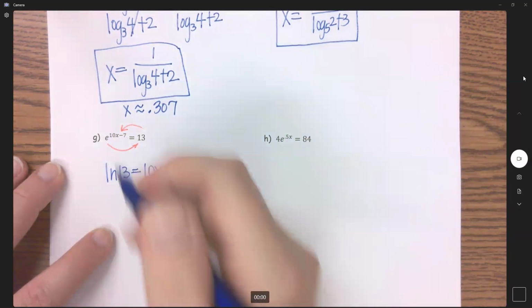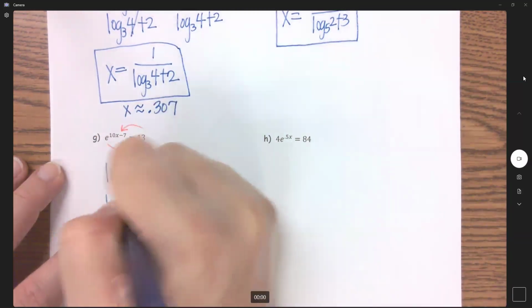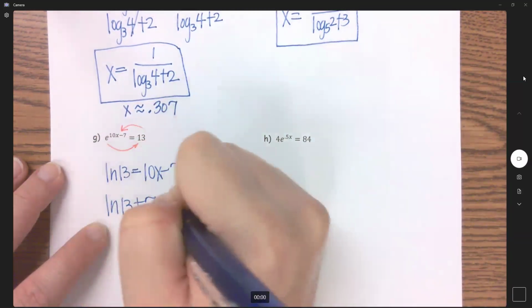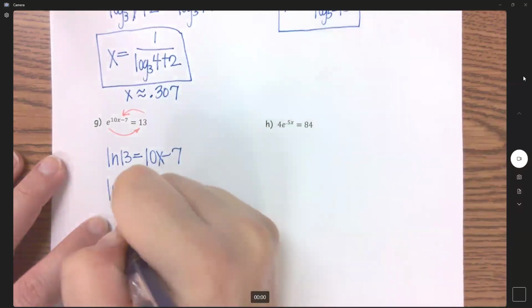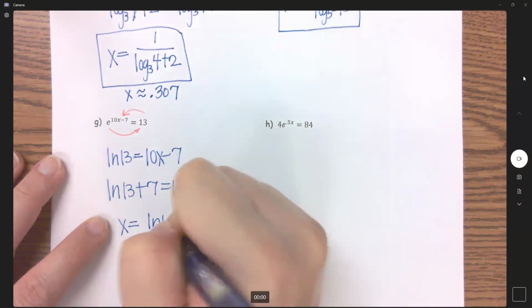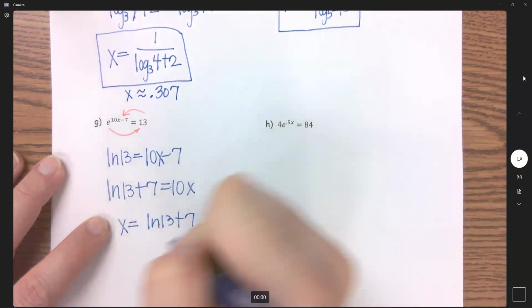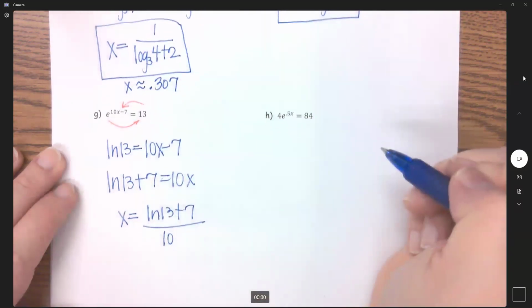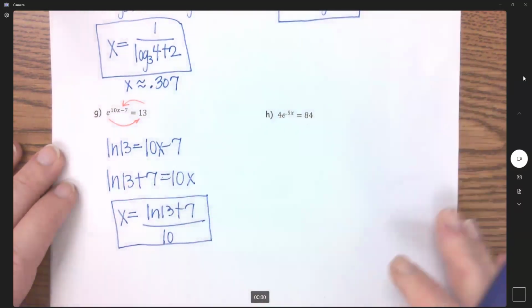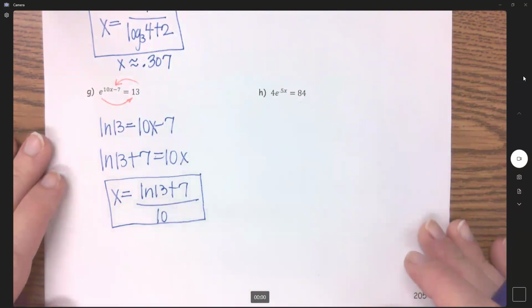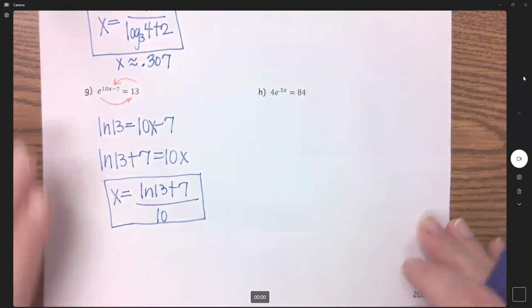So we'll add that 7 over. And then divide by 10. So I'm going to get x equals the natural log of 13 plus 7 all over 10. And you can use your N over D button to get a decimal equivalent if it needs that or if it asks for that.